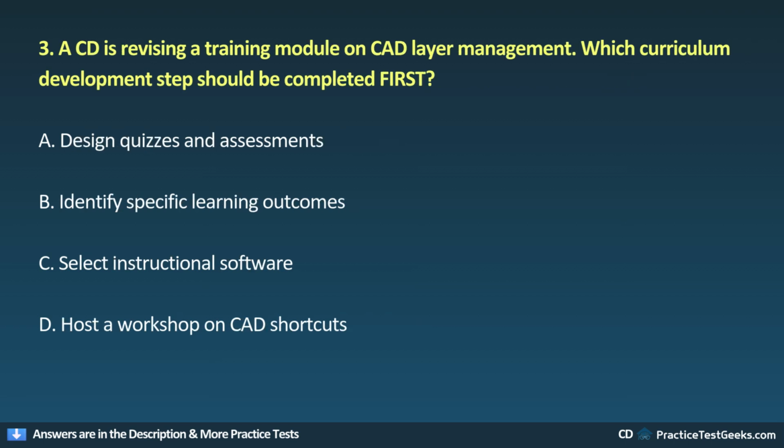3. A CD is revising a training module on CAD layer management. Which curriculum development step should be completed first? A. Design quizzes and assessments. B. Identify specific learning outcomes. C. Select instructional software. D. Host a workshop on CAD shortcuts.